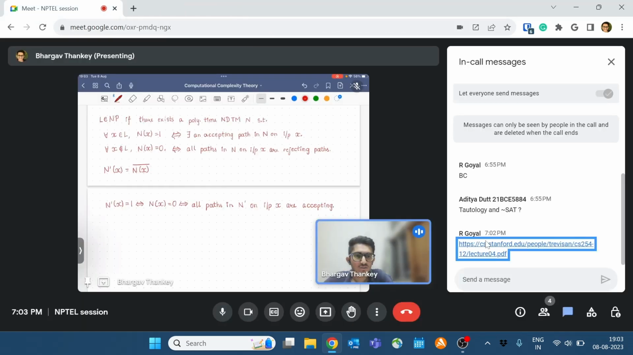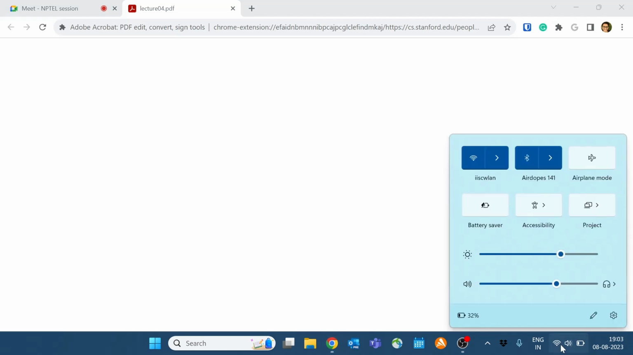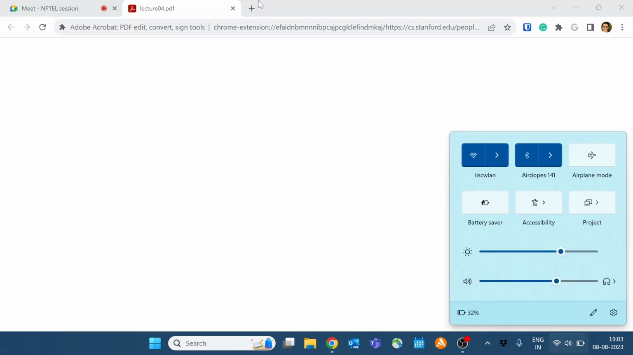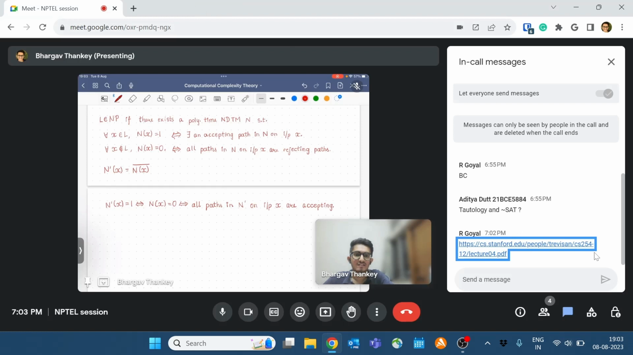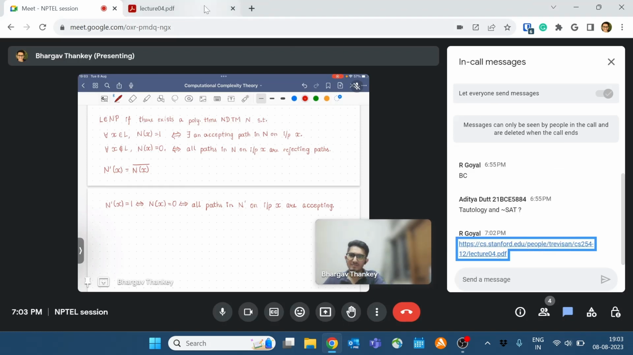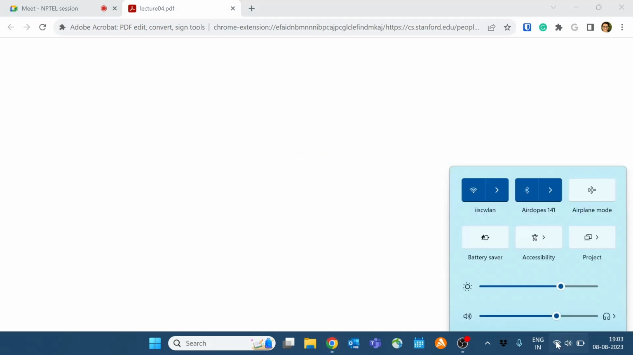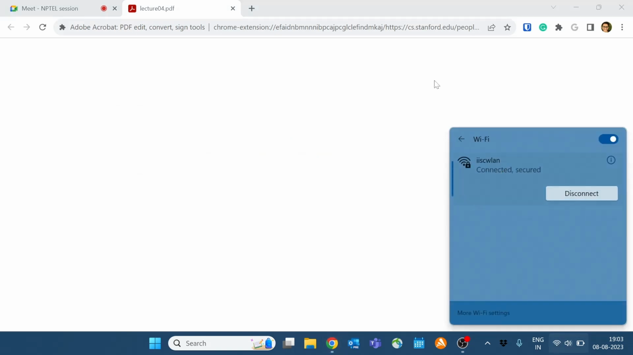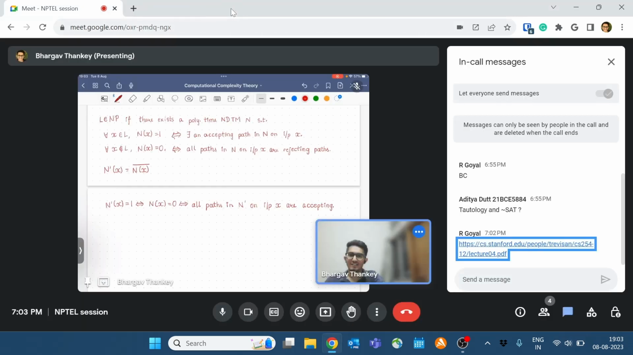This document is taking too much time to open. Let me reload it. Can you put a screenshot of the definition in the chat? Yeah, I'll do that. I can try to change my connection, but then I would lose this connection. I don't want to do that. I've already done that twice.